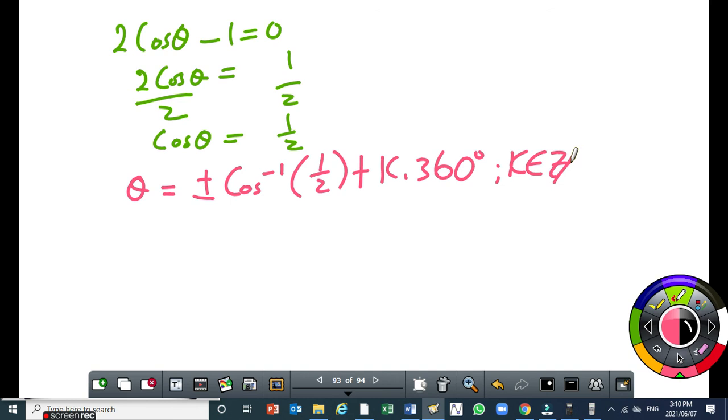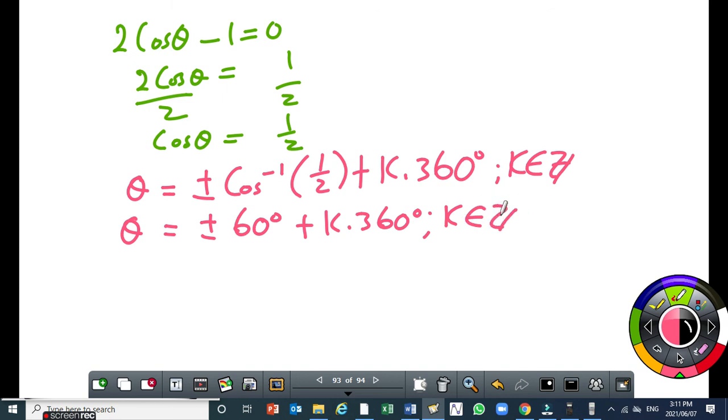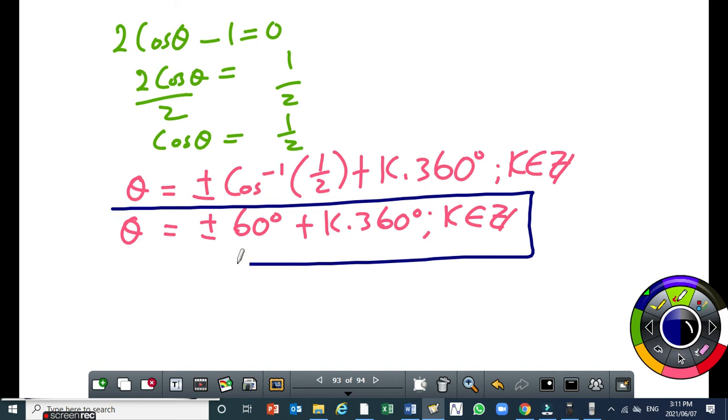Why would you want to convert to a decimal? No, it doesn't help you in any way. So it's better to work with common fractions, always. So this becomes theta equal to plus or minus 60 degrees plus k times 360, where k is an integer. And then you stop here. So that is the second set of the general solutions. So we have got a total of 4.